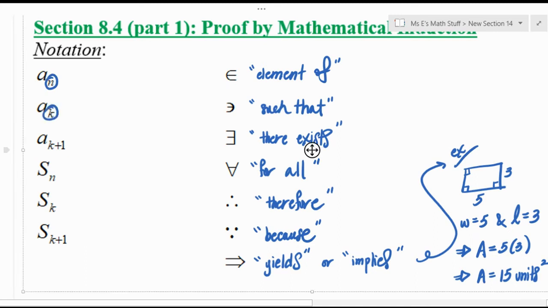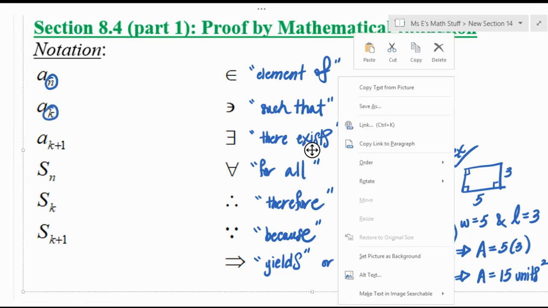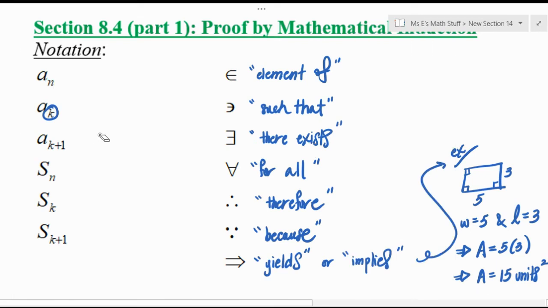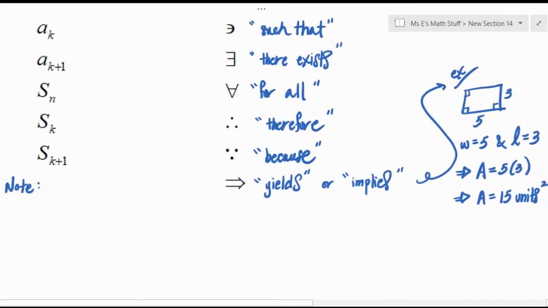This is probably one of the hardest things for people to wrap their minds around. But basically, let's put a note here. My pen is not working very well today. Okay, let's make a note about the difference between N and K. When we use the letter N in a mathematical induction proof, N is going to represent any natural number.